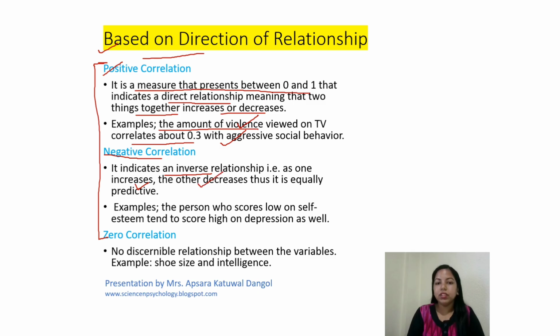For example, if a person is low on self-esteem, they tend to score high on depression. So, this example relates to the big five traits. Next one is zero correlation. That means no discernible relationship between the variables. So, for example, suicide and intelligence.